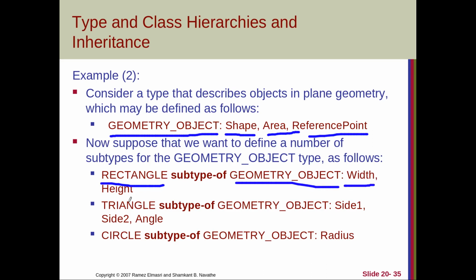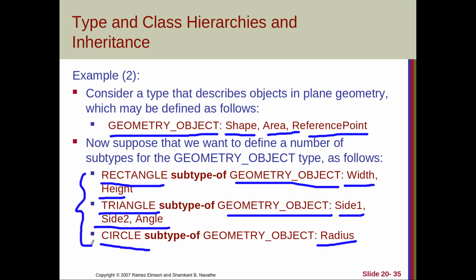reference point, I'll be adding width and height, because for rectangle we require width and height specifically for doing some calculation. Now similarly for triangle, which is a subtype of the same geometry object, it requires side 1 and side 2 and angle. It requires 3 different dimensions along with the same shape, area and reference point. Similarly we are having a third subtype, that is circle, which is a subtype of geometry object with radius. Again this is also an example for type and class hierarchy.